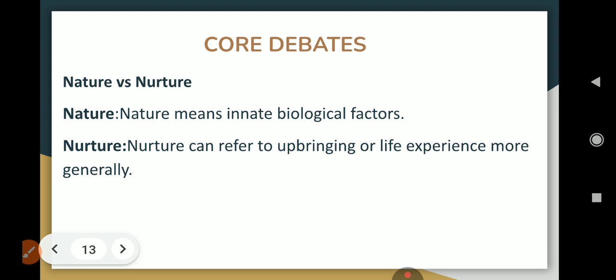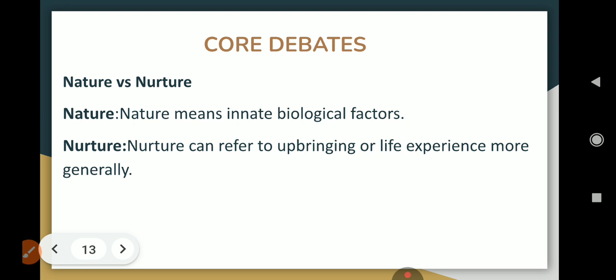So nature means innate biological factors. One group of psychologists say that for development, nature plays the crucial role. That is, their biological factors, their genetic factors, their heredity, that plays the crucial role. But other people say nurture plays the important role. What is nurture? Nurture can refer to upbringing or life experience more generally. You can say the environment. It is heredity, this is environment. That's it.